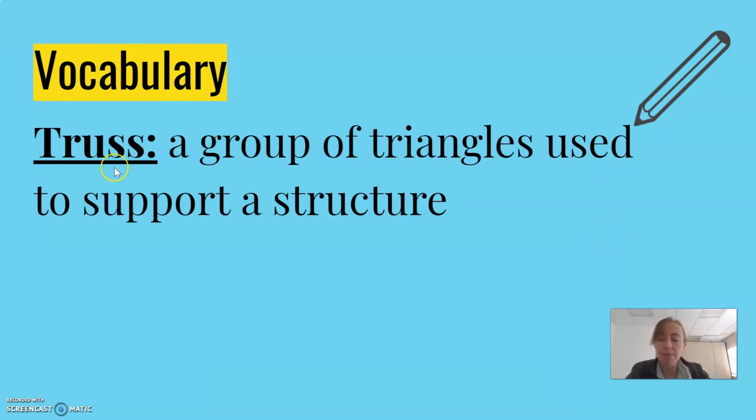Okay, this is not a type of bridge, but I wanted to go over this word because you probably haven't heard it before. A truss is a group of triangles used to support a structure. We're going to talk more about this next class, but triangles are a really strong shape to use in engineering because of the way that they distribute forces. So a truss is just a group of triangles used in supporting a structure.